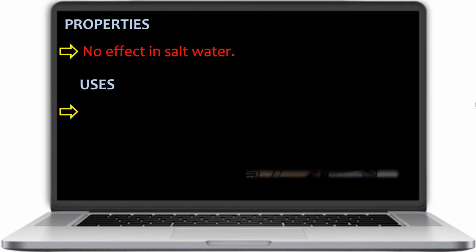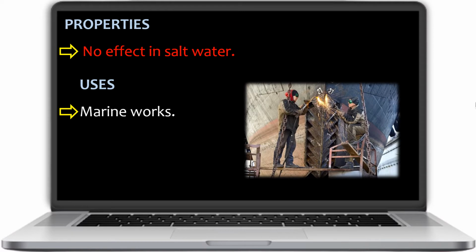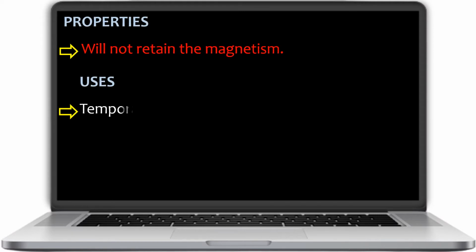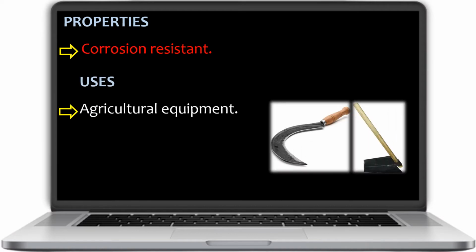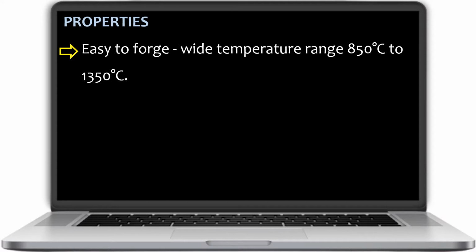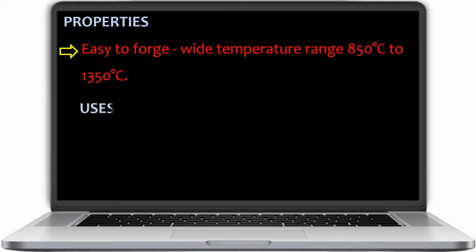Wrought iron with no effect in salt water. Wrought iron with this property is used for marine works. Wrought iron with property of not retaining the magnetism is used as temporary magnets, core of dynamos. Wrought iron with corrosion-resistant property is used for making agricultural equipments. Wrought iron with easy to forge with wide temperature range of 850 degrees Celsius to 1350 degrees Celsius is used for making pipes, flanges, etc.